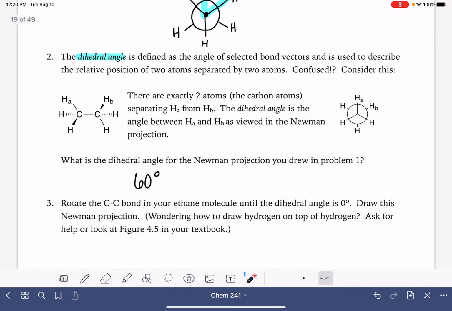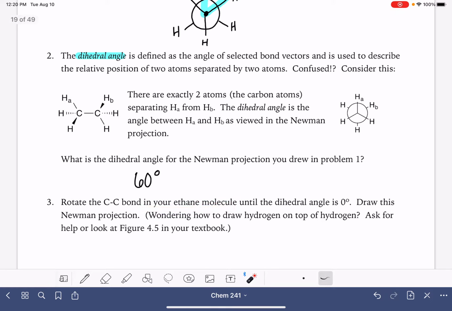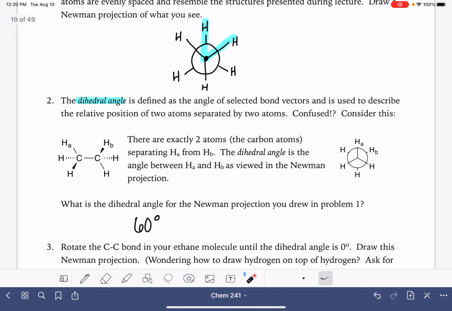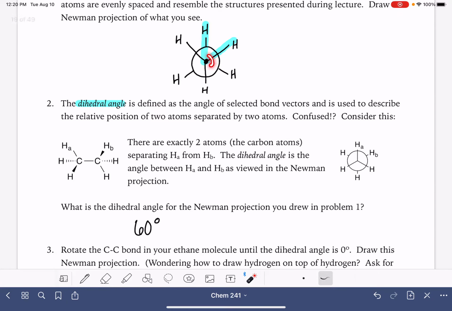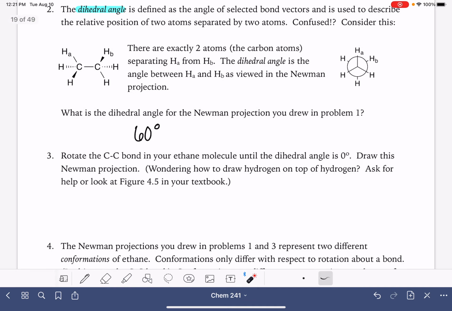Now we're going to rotate the carbon-carbon bond in our molecule. So you're actually going to take your model and rotate it until the dihedral angle is 0 degrees. So that means we're going to be rotating the carbon-carbon bond until this angle is now 0 degrees. So you're either going to move the hydrogens in the back or you're going to move the hydrogens in the front, it doesn't matter which one you do, and you're going to twist it until that angle is 0 degrees. So there's my back carbon, there's my front carbon. I'm going to draw my hydrogens on the front carbon like this. And my hydrogens on the back carbon basically need to be in the exact same place because I need to have an angle of 0 degrees.